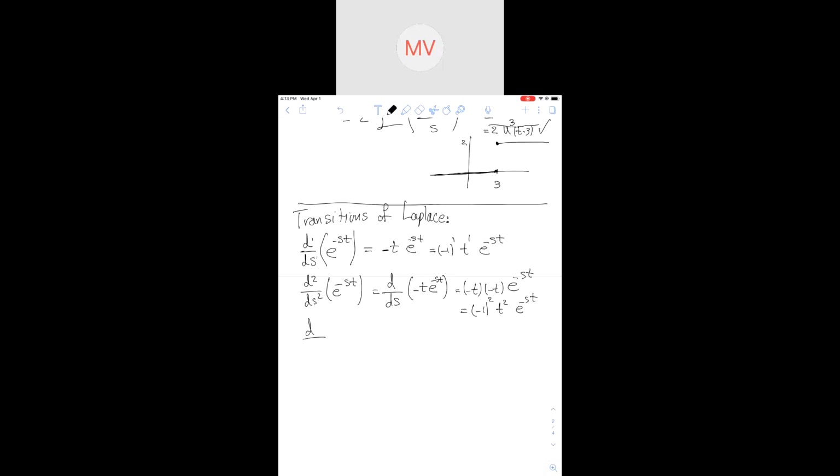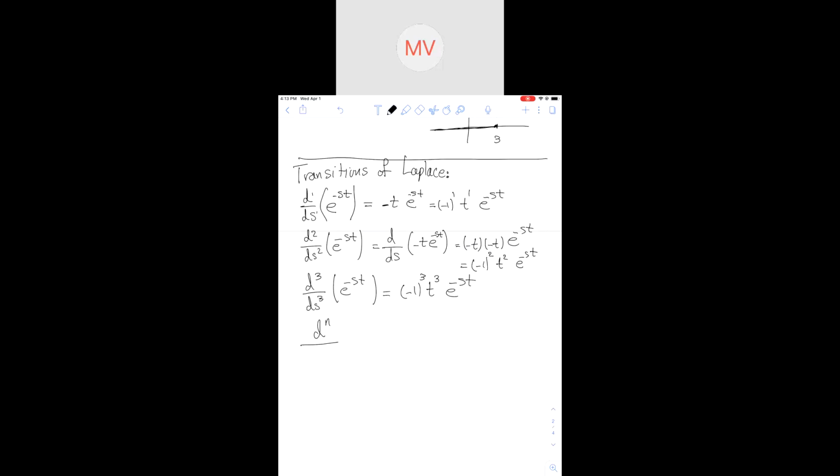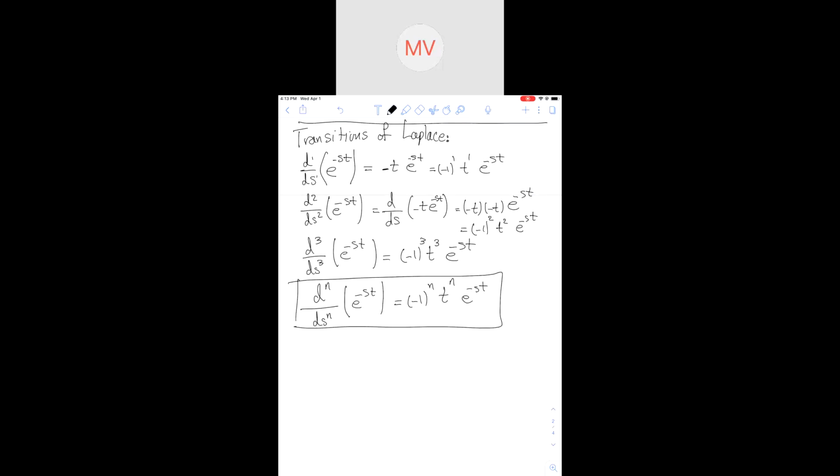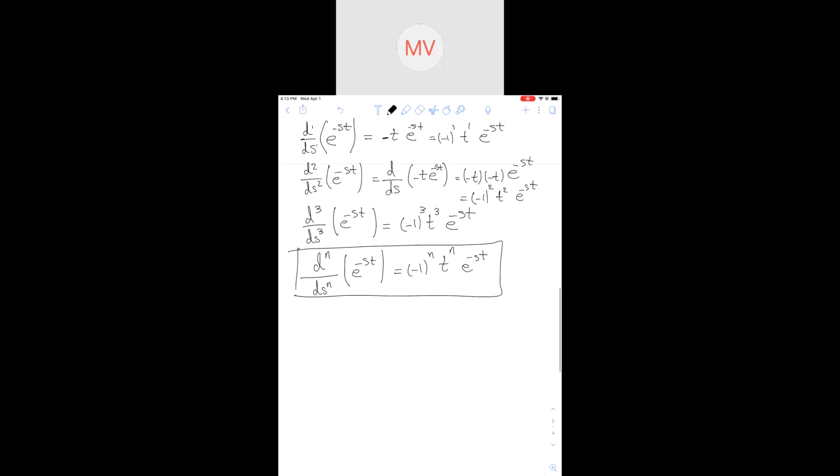Taking the first derivative, it's very simple to calculate the third derivative with respect to s of e to the negative st, and you'll see simply it's negative 1 to the third, t cubed, e to the negative st. And in general, the nth derivative with respect to s of e to the negative st equals negative 1 to the n, t to the n, e to the negative st. Okay? That's very simple algebra, and you can show it inductively.